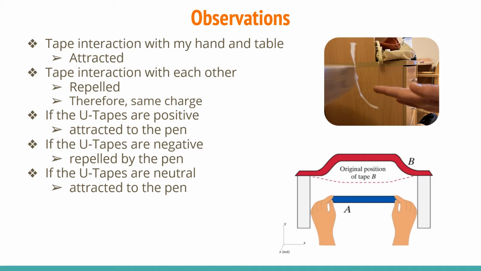From the experiment, I was able to observe that the U-tape was attracted to both my hand and the table, but it was repelled by the other pieces of U-tape. From this, we can conclude that the U-tapes have the same charge.